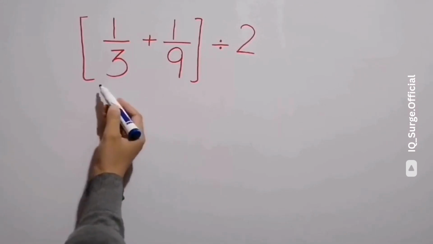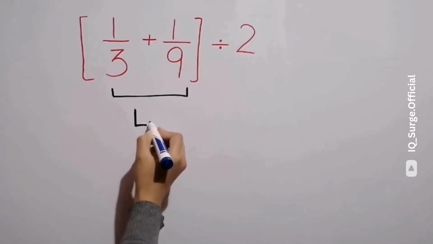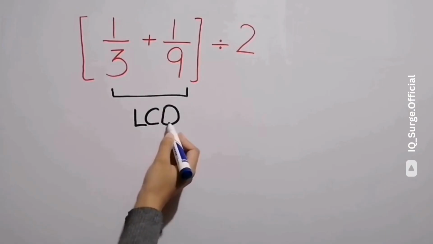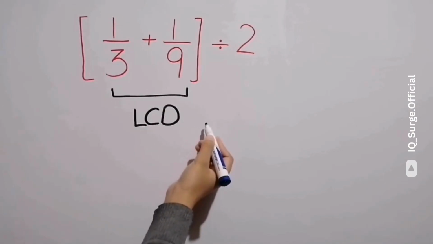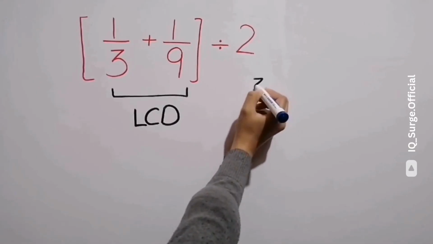Can you solve this question? To solve this question, we need to find the common denominator between these fractions. LCD, or least common denominator, of these fractions is obtained in this way. As you can see, first we write the multiples of the denominators.